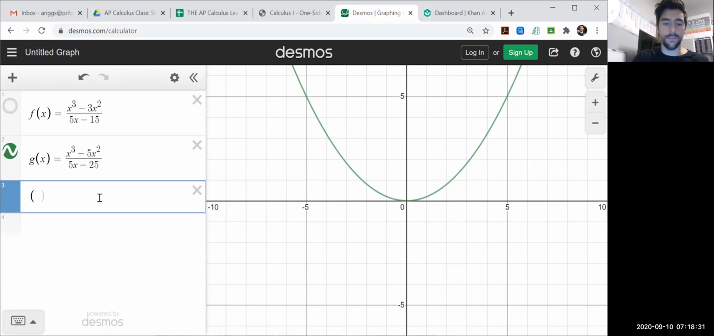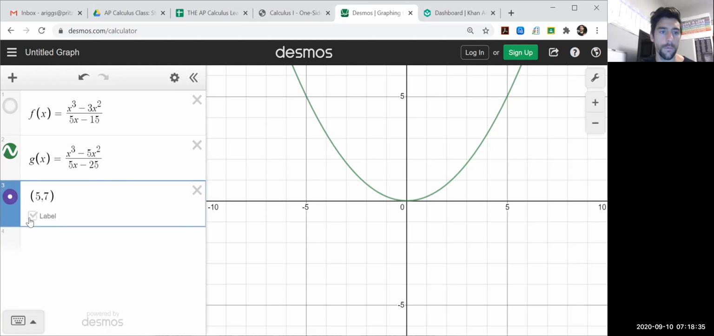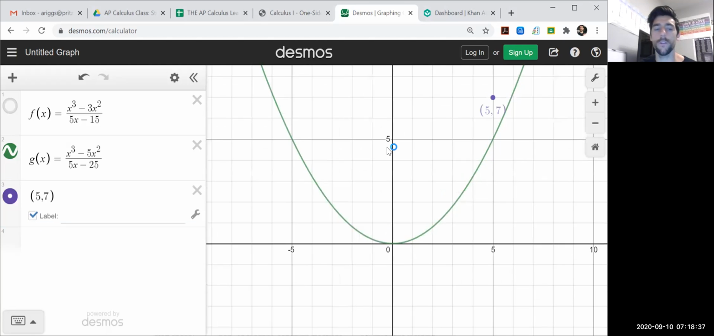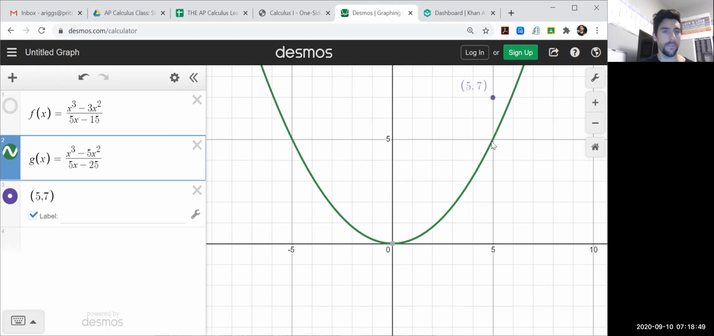So maybe this function has the point 5, 7. So I'll label that point. So maybe this function, as we get closer to 5, if I plugged in g of 5, I would get out 7. It's not true in this case. But just because the limit is approaching a certain value does not always mean the output value is the same for that function. And that's what you'll learn in the following videos.